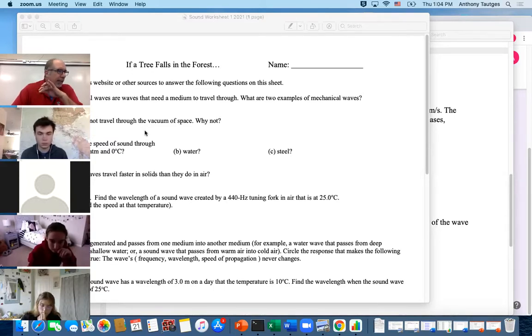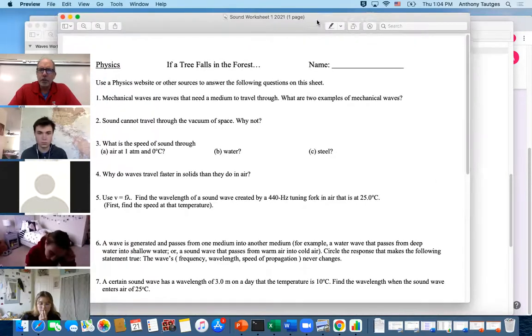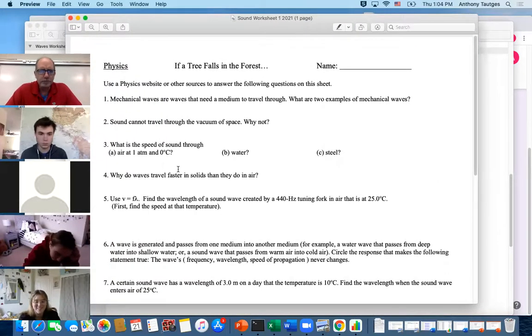Sound cannot travel through the vacuum of space. Why not? Because there are no particles to vibrate. Remember, sound is transmitted by collisions between particles. No particles, no collisions, no transmission. Okay. Can I write on this, or is this a PDF? Oh, I'm sharing. That's why I can't write on it.